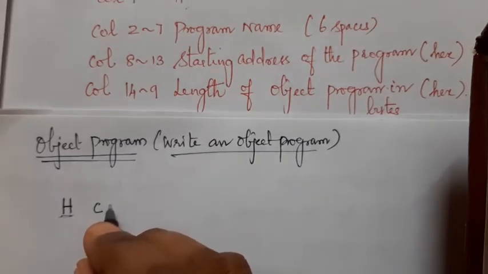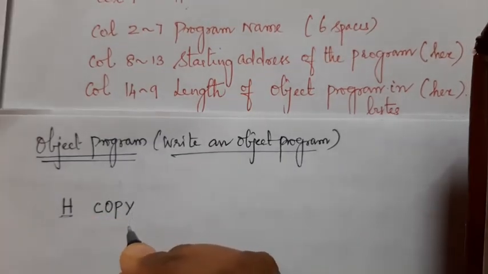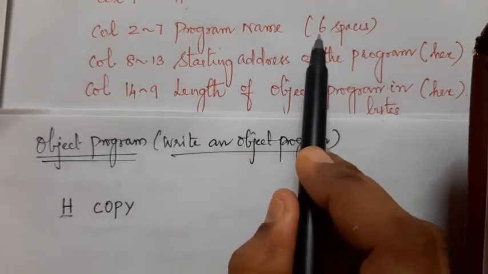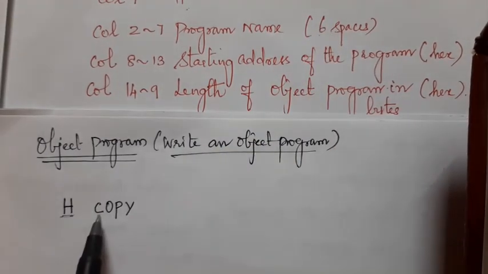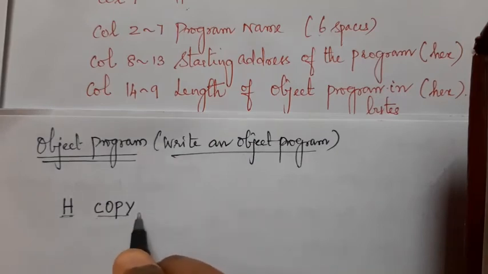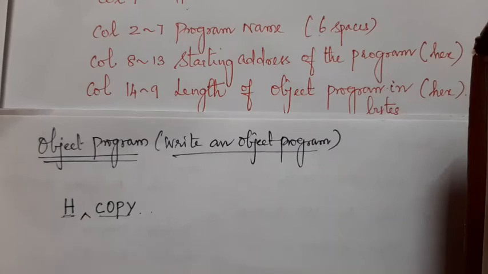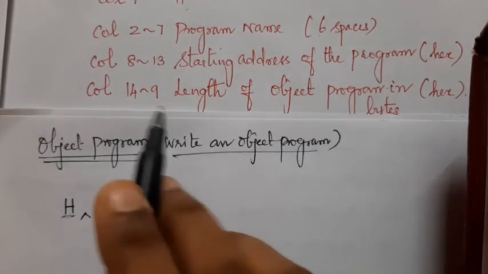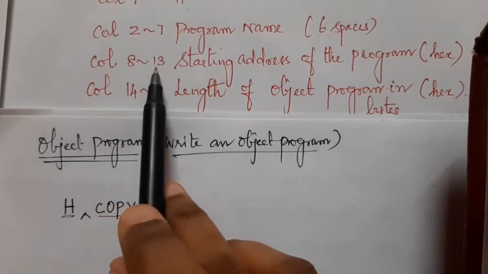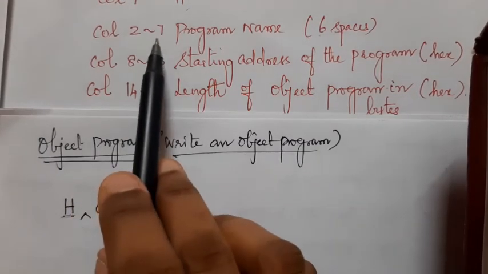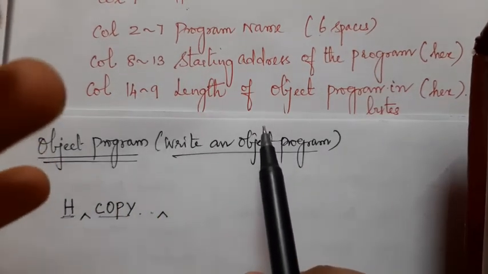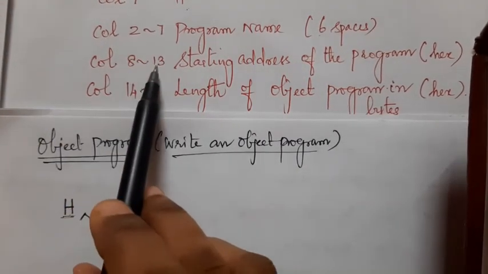So, you are going to write here COPY. Totally the program name consists of 6 spaces, so you have occupied 4 spaces here. Leave 2 spaces blank as such. In order to separate this column and the next column, we use an up arrow that is called a separator. So, after these 2 spaces, give a separator, and then column 8 to 13. Columns 2 to 7 hold 6 spaces: 2, 3, 4, 5, 6, 7. And 8 to 13 also hold 6 spaces.